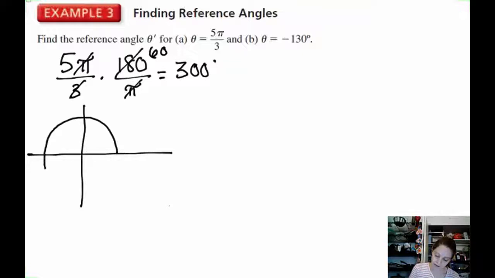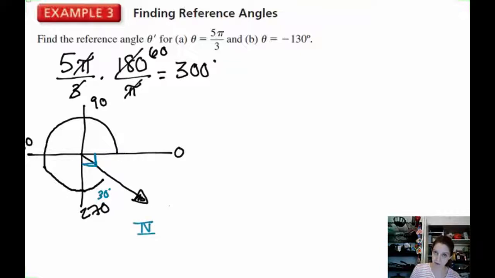And now, let's see, this is 0 degrees, 90, 180, 270. So it's beyond 270. 300 is 30 degrees beyond 270. So I'm going to make myself a little note here that it's 30 degrees. And I know that quadrant 4, right, this is a right angle between the x-axis and the y-axis. So this theta prime plus 30 has to equal 90. Therefore, theta prime is 60.